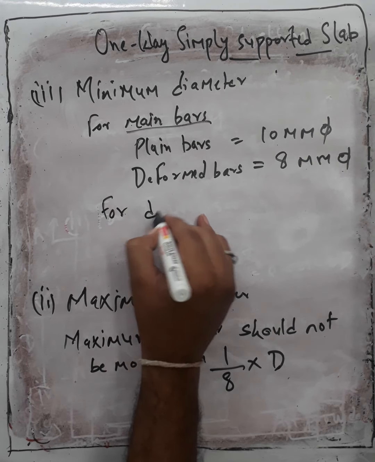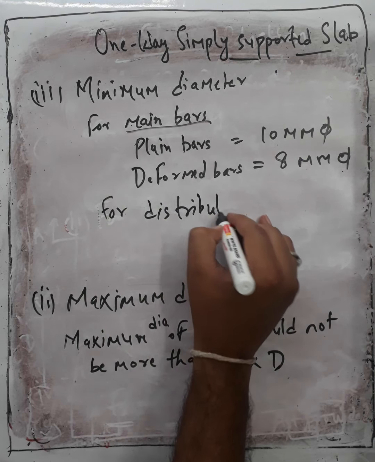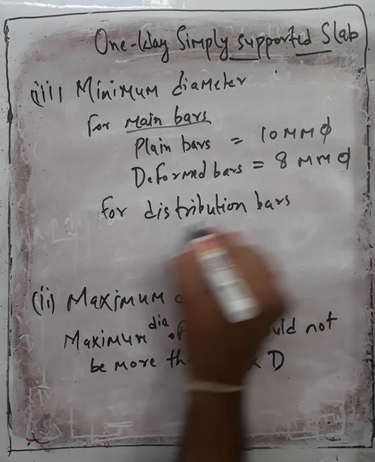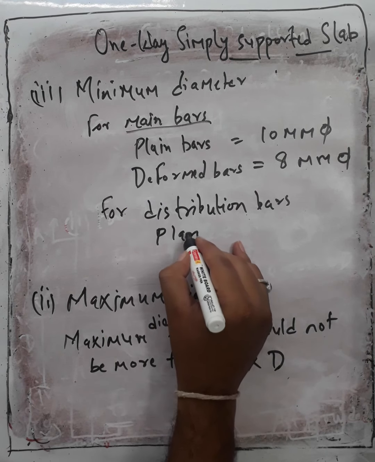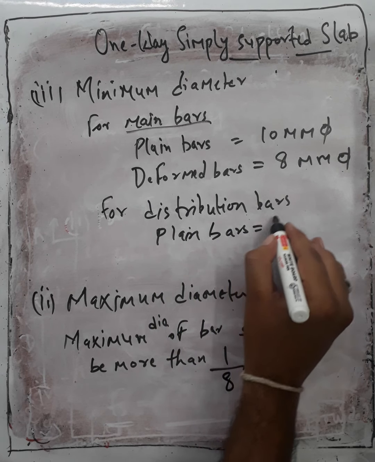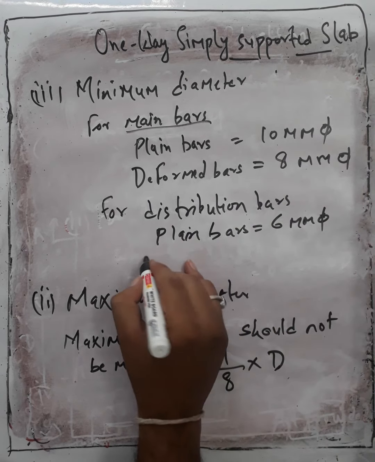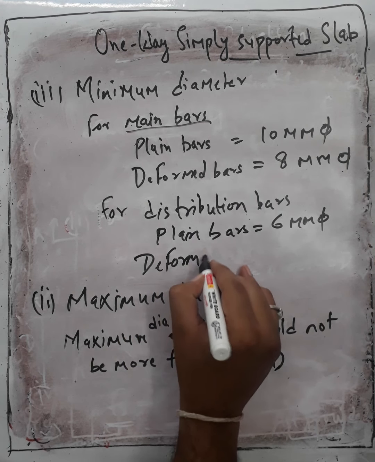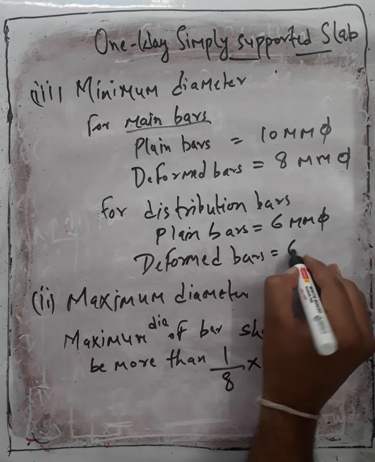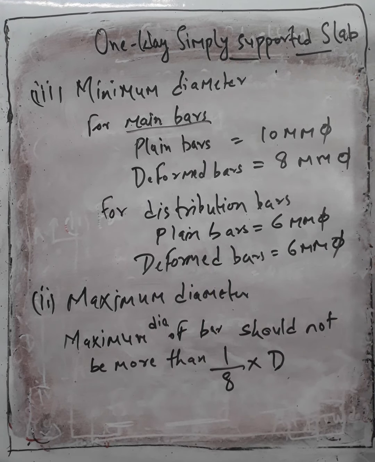Now for distribution bars, if we use distribution bars as plain bars, then it is 6 mm, and for deform bar again it is 6 mm, because it resists only the temperature, secondary bar, but main bars is the requirement of a slab. So these are the criteria under the reinforcement requirement.